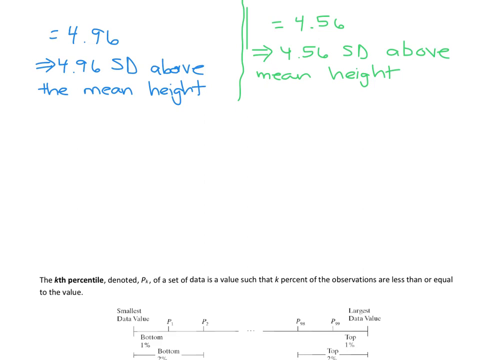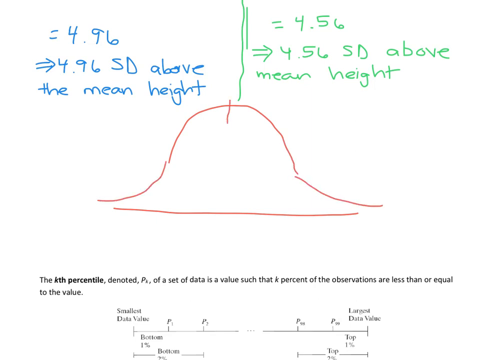So again, remember, we can make a distribution of all the z-scores. And we would have a mean of 0 and a standard deviation of 1. So I'll just write z right here. This is our z distribution. And we just got that Kevin was like 4.96, almost 5 standard deviations above the mean. So he's very tall. And Candace is also very tall, but she's 4.56 standard deviations.